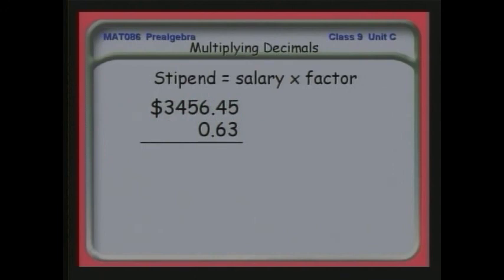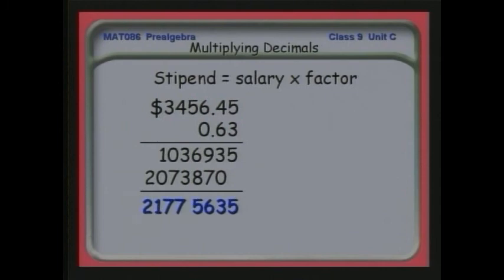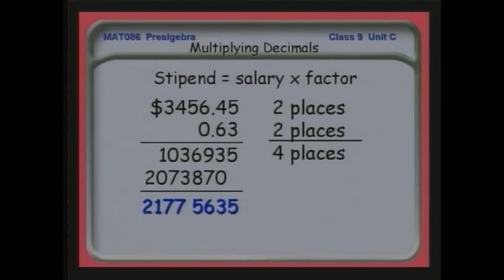Let's do that multiplication again as we normally would, and we get that. Now we see that since there are 2 places for cents and then 2 places in that factor, we have a total of 4 decimal places, so we count over 4 as we did before and put the decimal place there. Our final result is that the stipend is $2,177.56 and some odd cents.